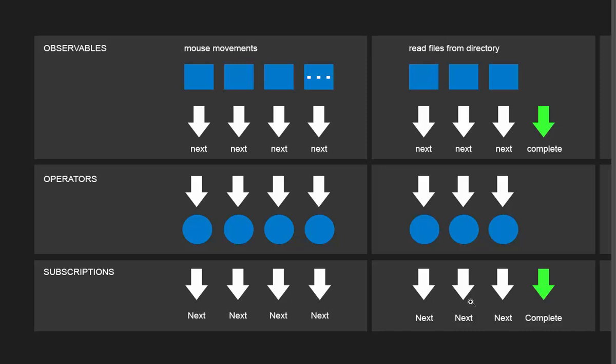I want to point out, though, that there is not necessarily a one-to-one mapping between our operators and subscriptions as far as these individual items. Maybe we have an operator that merges a bunch of lines from a file together and buffers them into arrays of 100 elements.